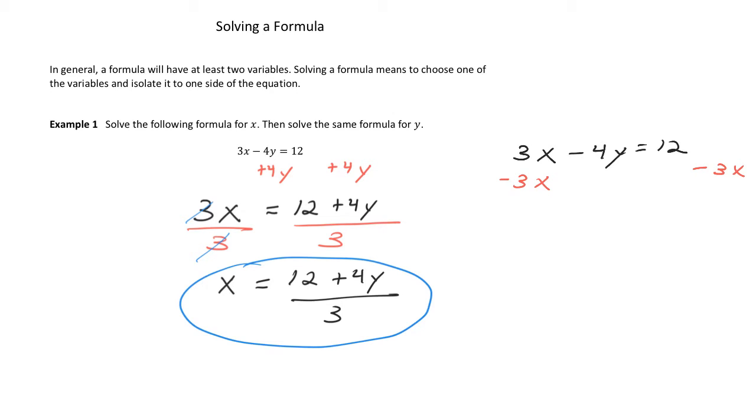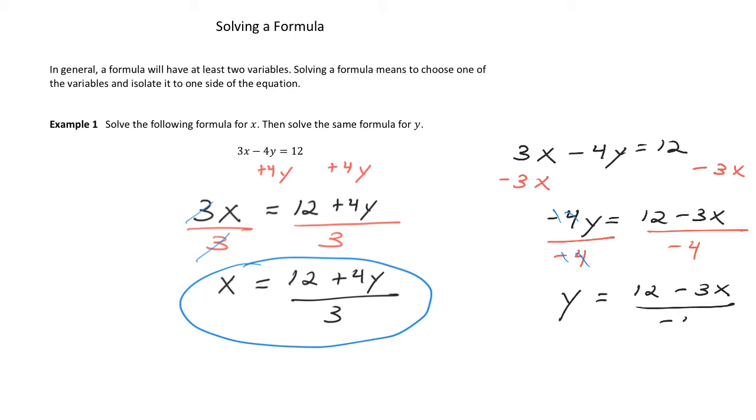I end up with, on the left, negative 4y, and then I have 12 minus 3x. To get y by itself, I can divide both sides by negative 4. And here on the left, the negatives cancel, so do the 4's. It's just a 1 next to the y, so I'm just going to put y. On the other side, I have 12 minus 3x divided by negative 4. So we have our answer.